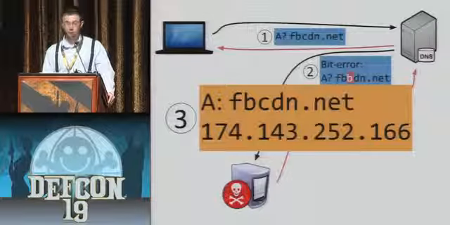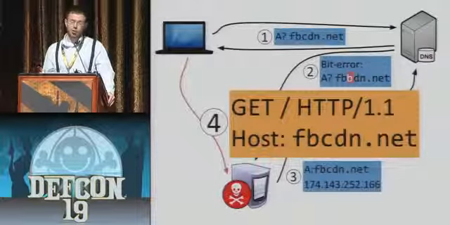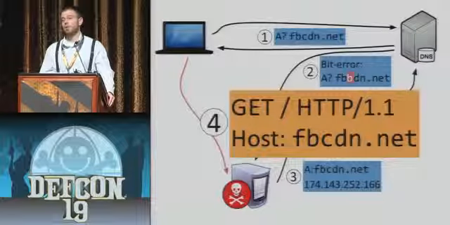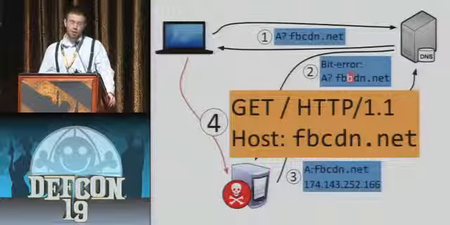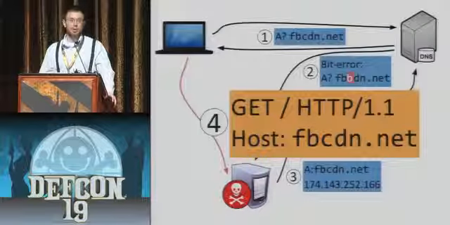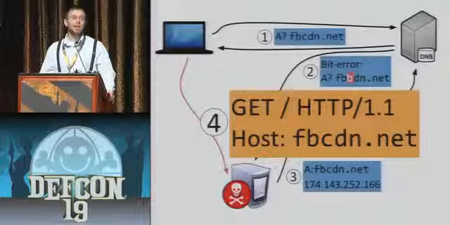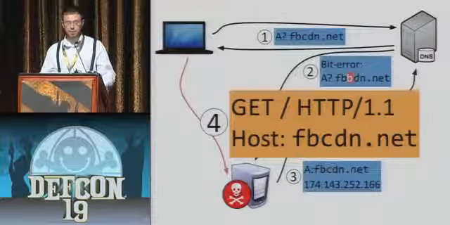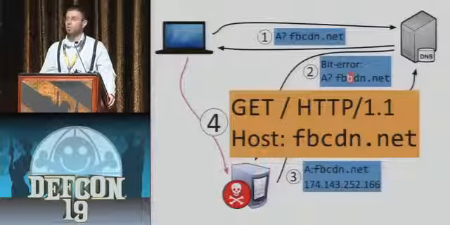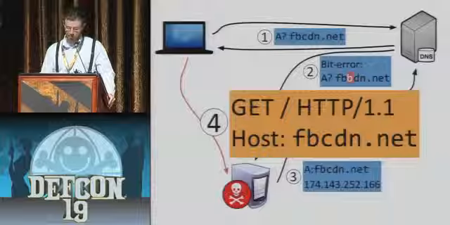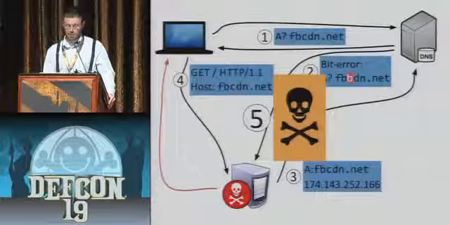Then, this is crucial, the original requester will make an HTTP request to me. I don't know how many of you are familiar with the HTTP 1.1 protocol, but HTTP 1.1 requires that you use the host header. And the host header contains the domain that you think you're connecting to. So, in the case of bit errors during DNS, I will see a host header of the original domain in my HTTP logs. And of course, then you can send them whatever you'd want back.